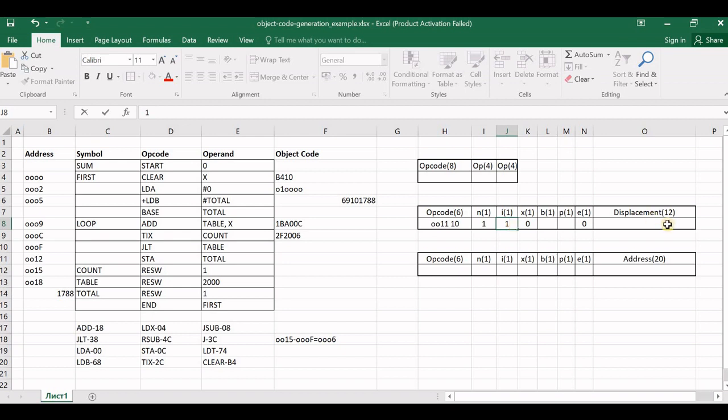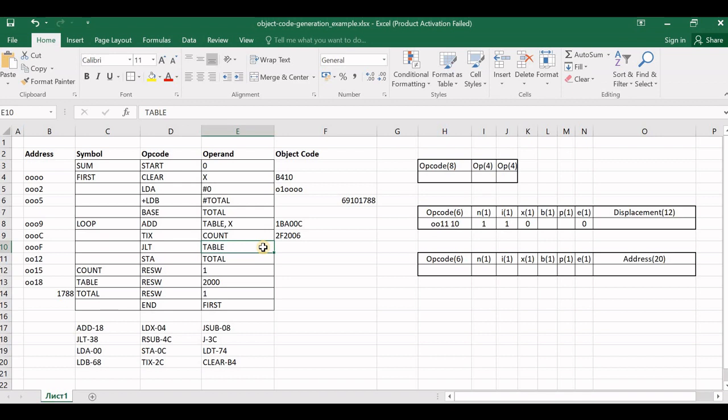And now you are supposed to find out the displacement value. So again, how do you find out the displacement value? Displacement value is equal to the target address of the operand minus the PC value. So what is the operand that is present here? Table is the operand.